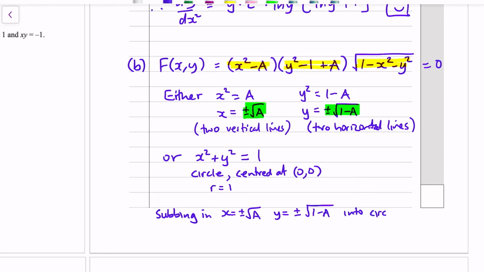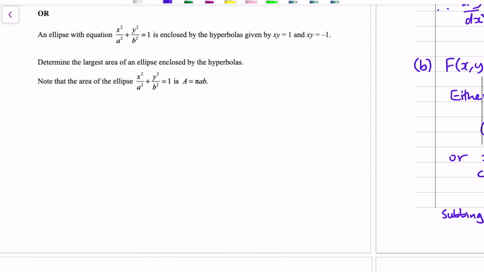Into the circle, and that gives us plus or minus root a all squared, plus or minus root 1 minus a all squared, and when we expand it we get a plus 1 minus a equals 1. So it works, those lines intersect on the circle. Okay, so that's the boundaries talked about.